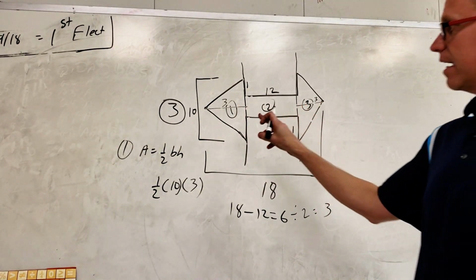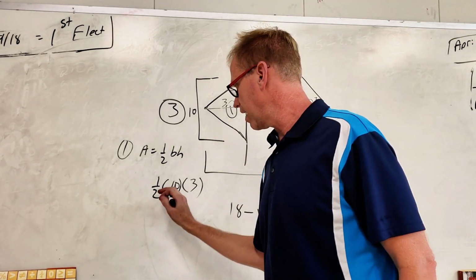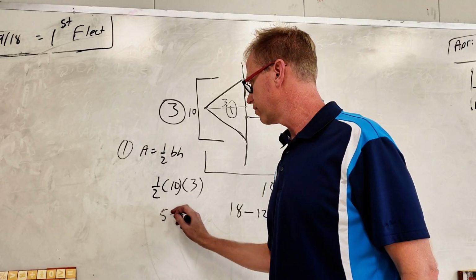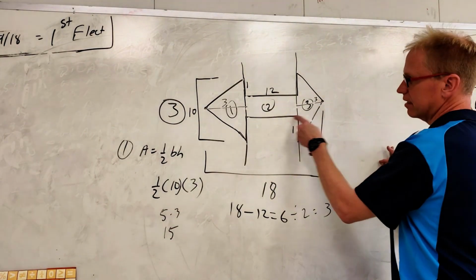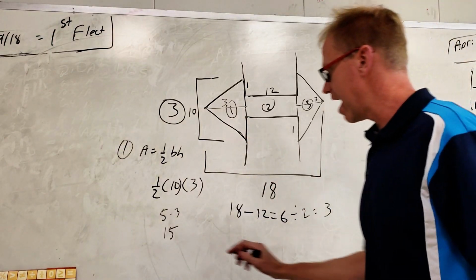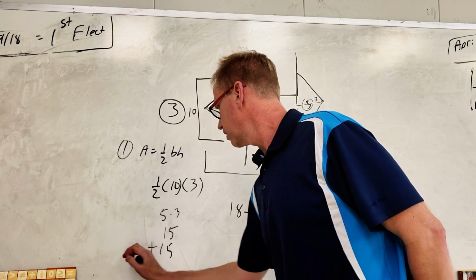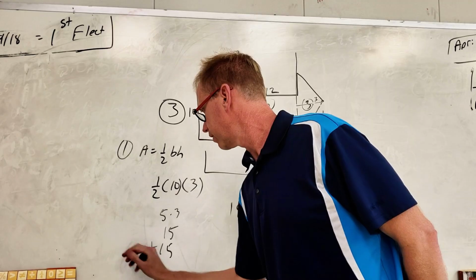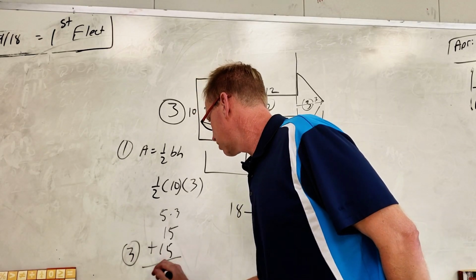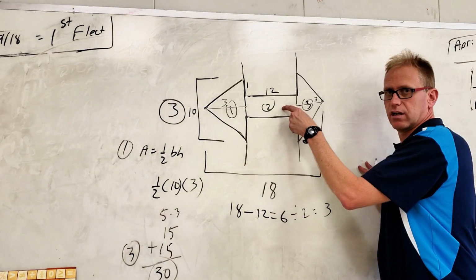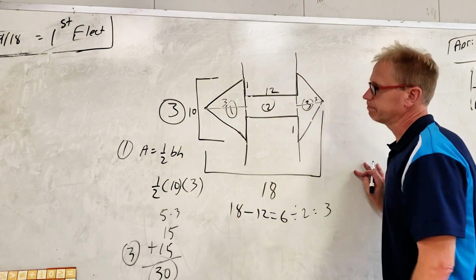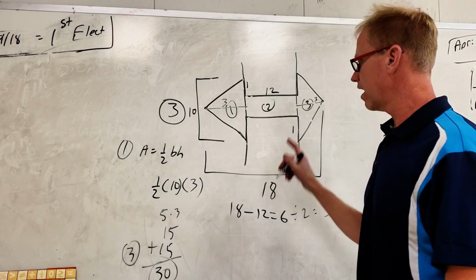So now let's finish the area for triangle 1. That's 1/2. 1/2 of 10 is 5. 5 times 3 is 15. Now, since this is the same as this, I'm going to add another 15. This is figure 3. So that's 30. So now all we got to do is find this figure, and we add it to 30, and we're done. All right, so let's find this figure.